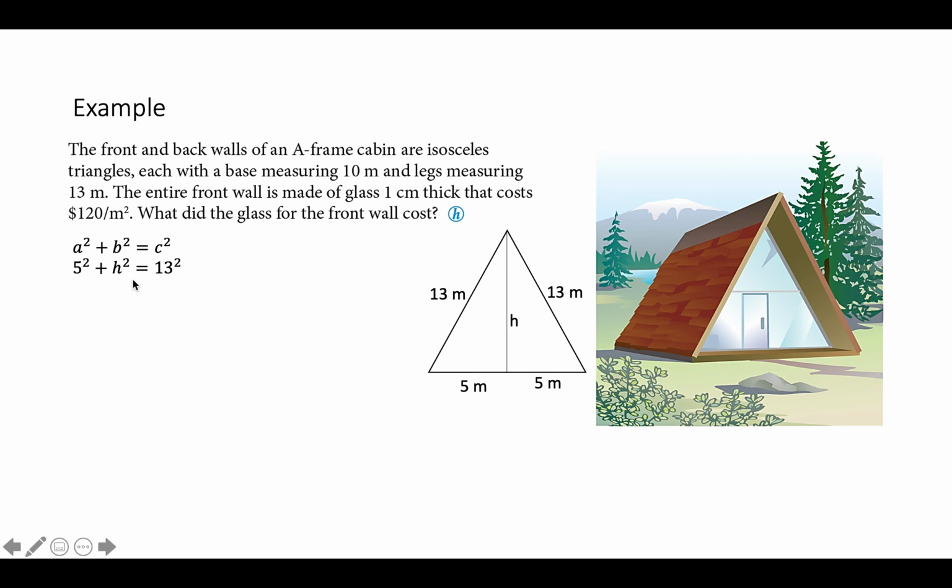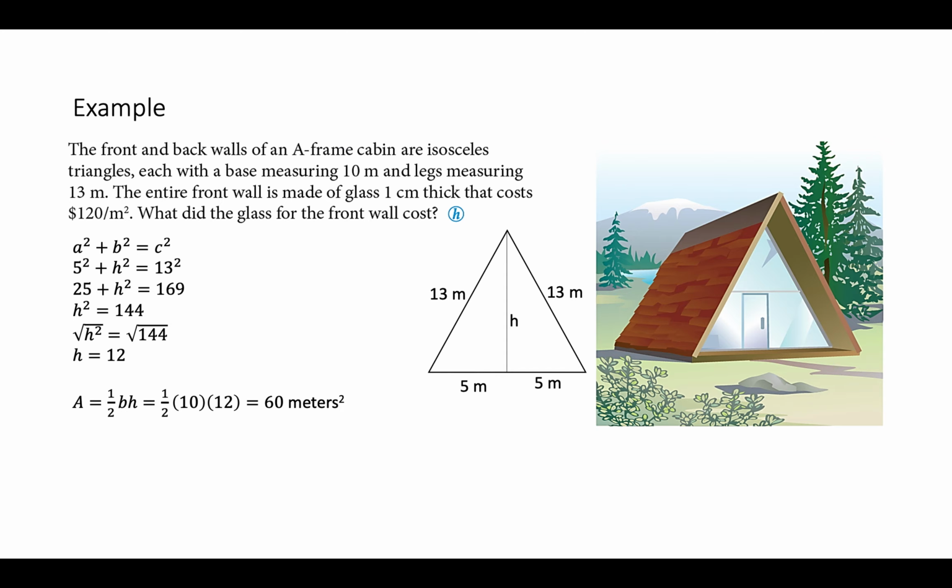So plug in 5 for one of the legs. Plug in 13 for the hypotenuse. 5 squared is 25. 13 squared is 169. If we subtract 25 from both sides, we get that h squared is 144. If you have h squared and you want to know what just h is, you take the square root of both sides. And the square root of 144 is 12. So the height of this triangle or this triangular glass is 12 meters.